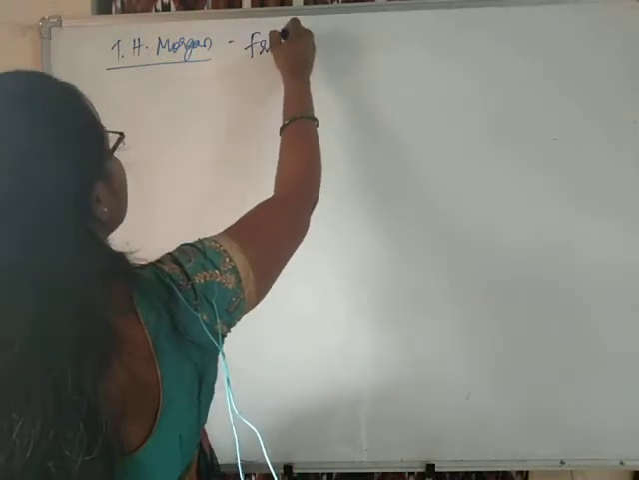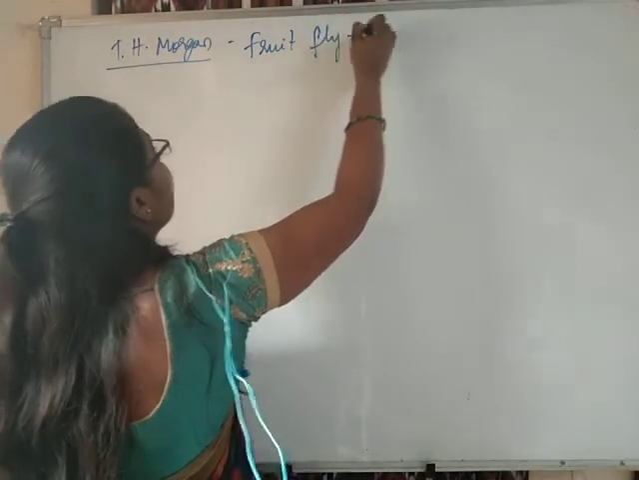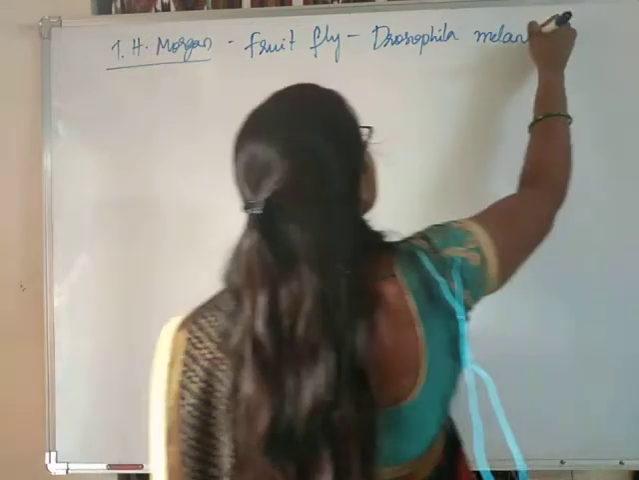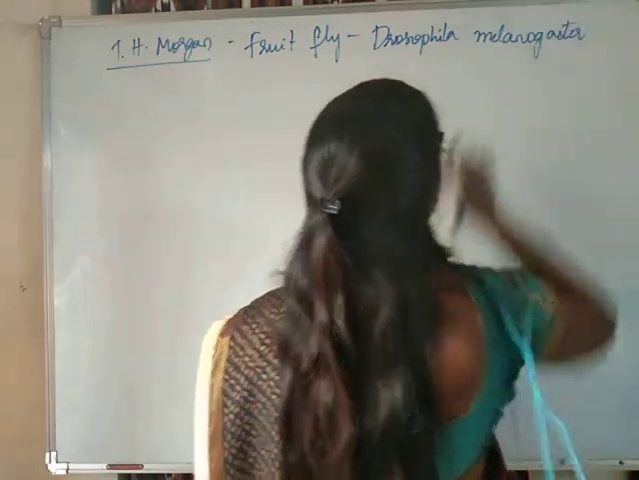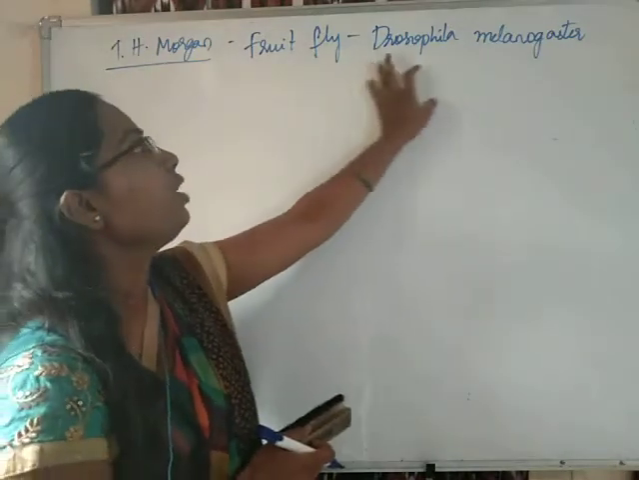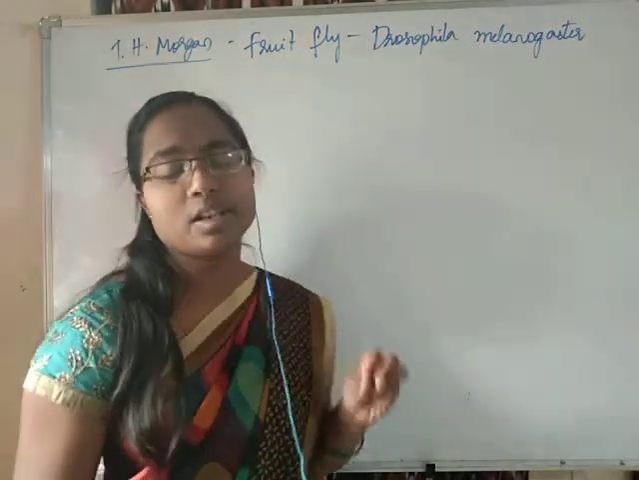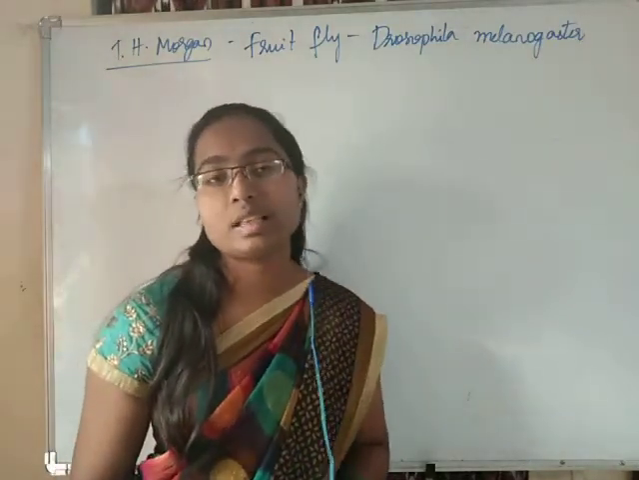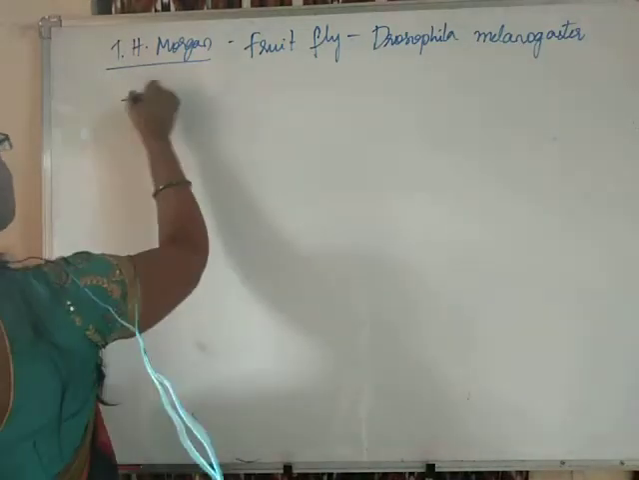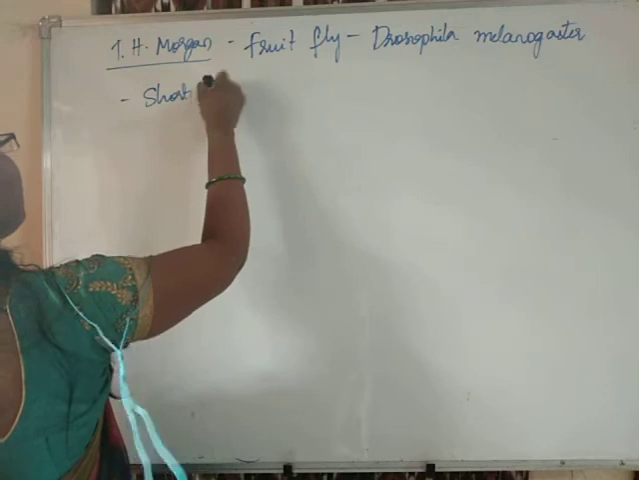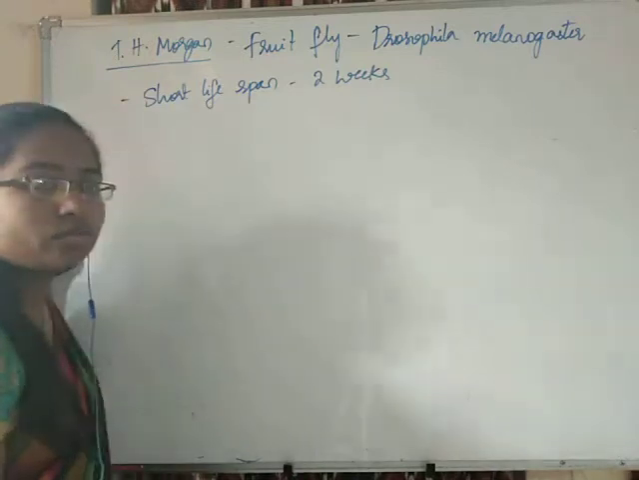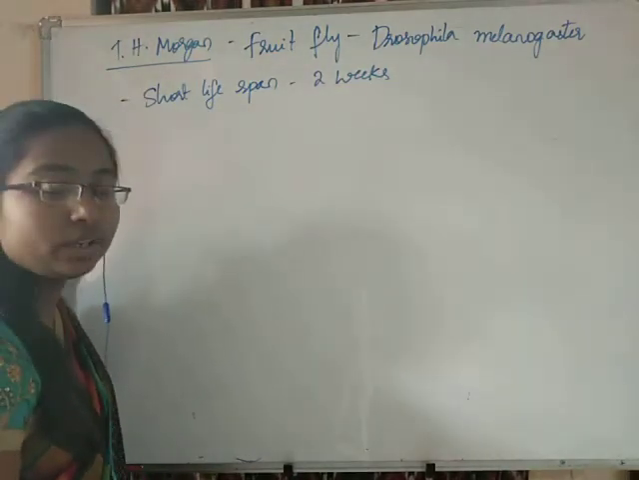For that reason, he selected the fruit fly, whose scientific name is Drosophila melanogaster. There are some reasons for him to select it. Let us see the features of Drosophila melanogaster. It has a very short lifespan, only 2 weeks.